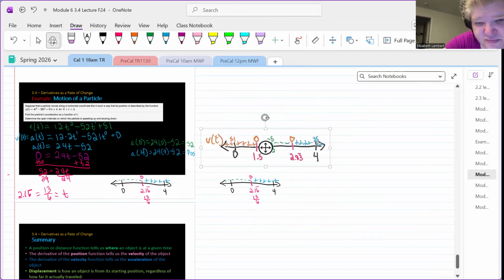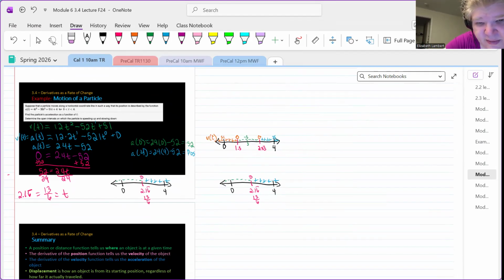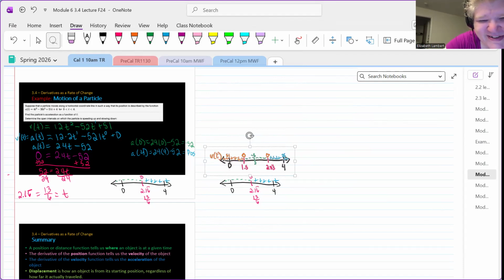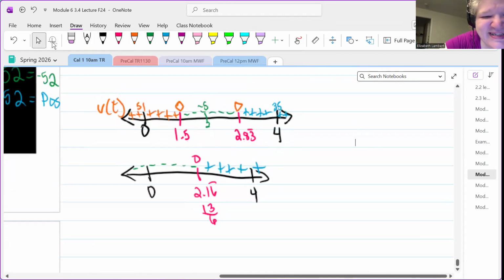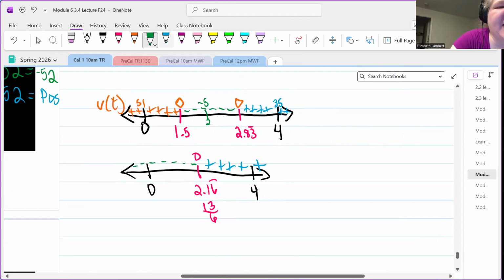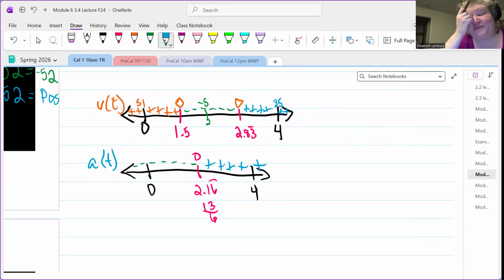All right, so my number line for one was way bigger than my number line for the other one. All right, now let's zoom in here. Let me go ahead and label this one as A of t. So I'm now going to make a final number line where I can answer where the speed up and slowdown is.